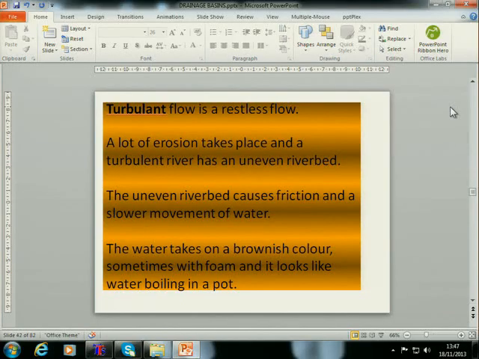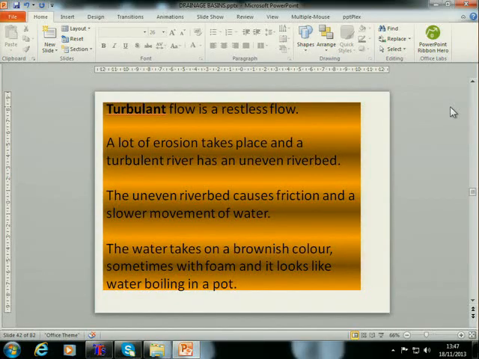The uneven riverbed causes friction. Friction means the particles move together. It is not something that flows easily. It is almost keeping the water back, and therefore the water's movement is slower. The water takes on a brownish color, sometimes with foam, and it looks like water boiling in a pot. It's moving the whole time. You can compare it to water boiling in a pot.